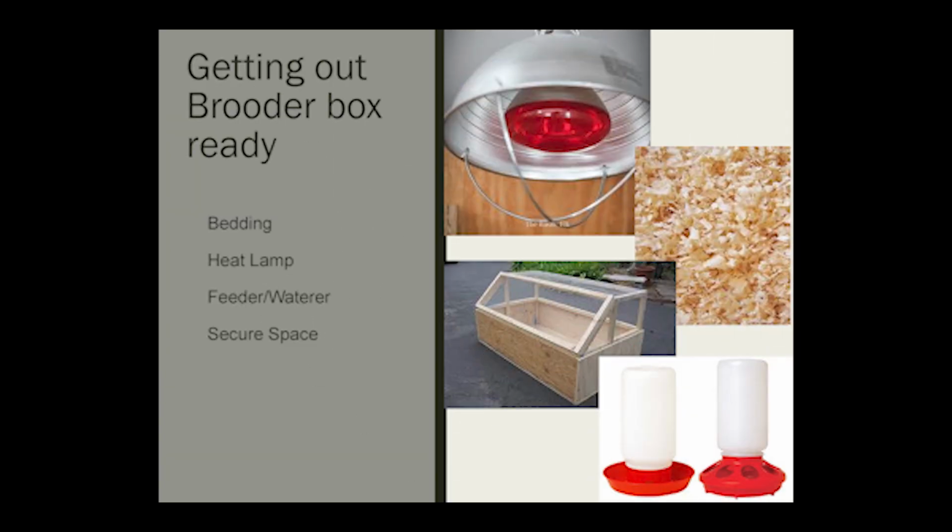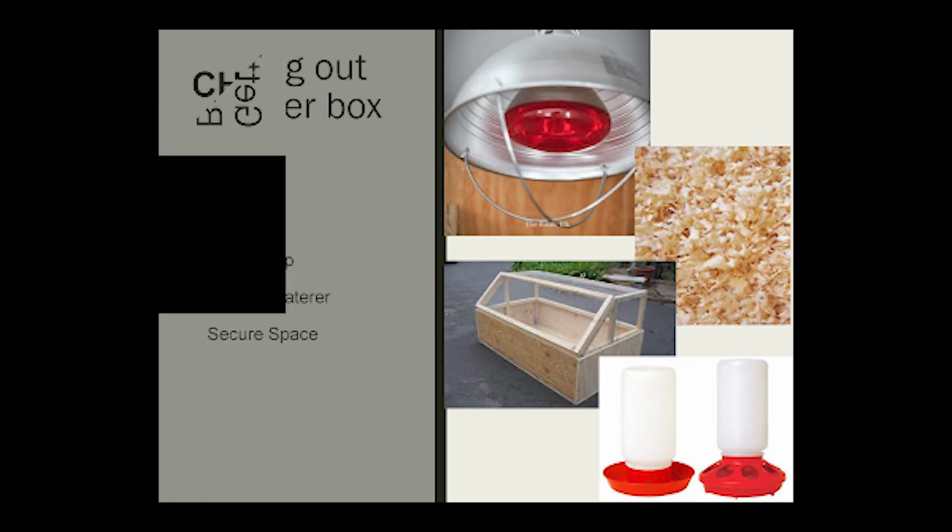All right, so we need to get our brooder box ready. Getting our brooder box ready is basically the same as when we got it ready for our incubated chicks. We need bedding, a heat lamp, feeder, and water in a secure space. We have to remember to put our lamp on one side and our feeder and water on the other to encourage our goslings to begin to walk.